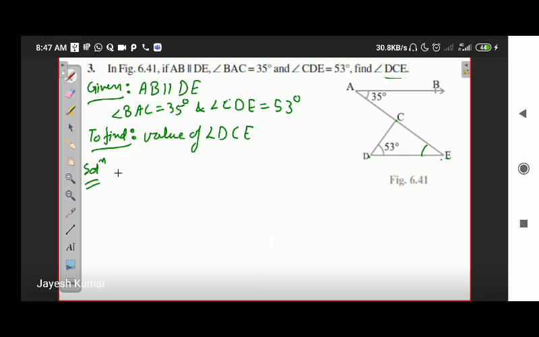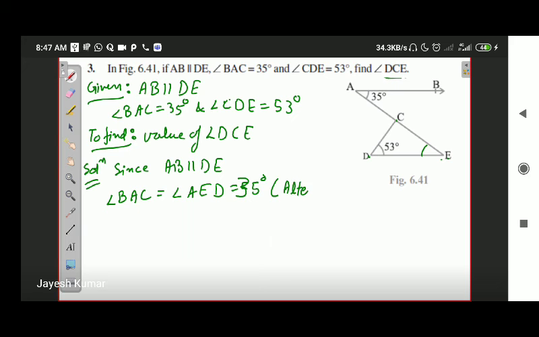Since AB is parallel to DE, since both of these lines are parallel to each other, that means angle BAC is equal to angle AED, which is 35 degrees. Why? Because they are a pair of alternate interior angles. So this will be our first equation.